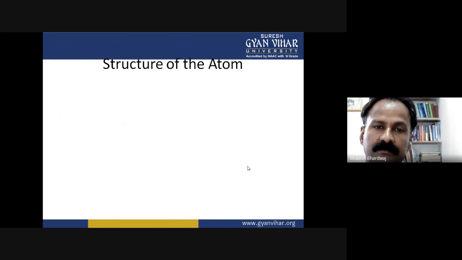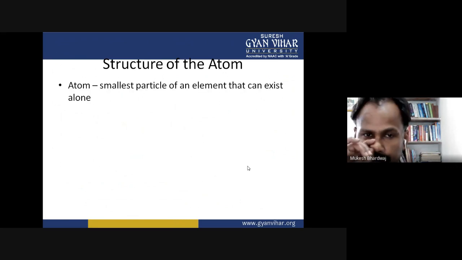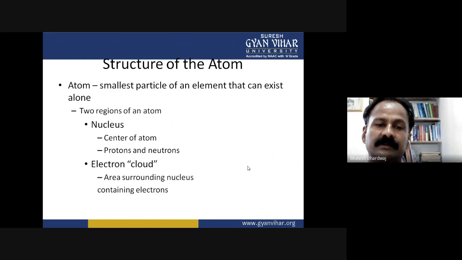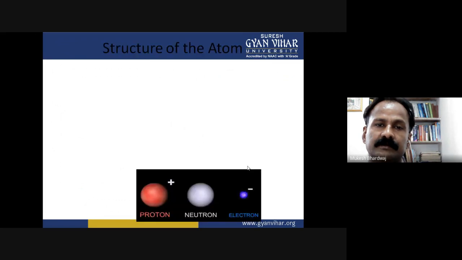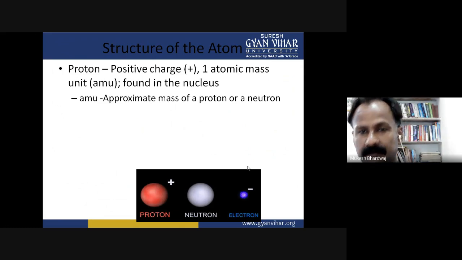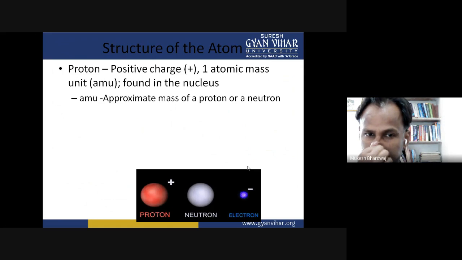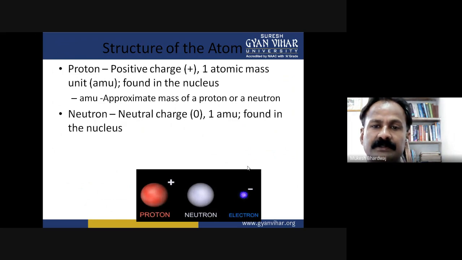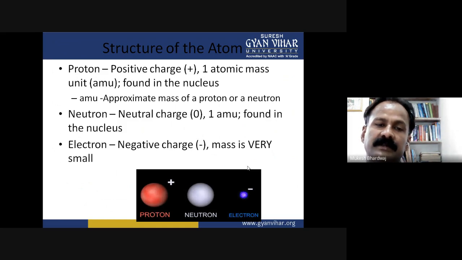Rutherford's atomic model. Structure of the atom. Atom, the smallest particle of an element that can exist alone. Two regions of an atom: the nucleus, the center of the atom, containing protons and neutrons, and the electron cloud, the area surrounding the nucleus, containing electrons. The structure of the atom: proton, neutron, electron. Proton, positive charge, one atomic mass unit, found in the nucleus. AMU is the approximate mass of a proton or neutron. Neutron, neutral charge, one AMU, found in the nucleus. Electron, negative charge, mass is very small.